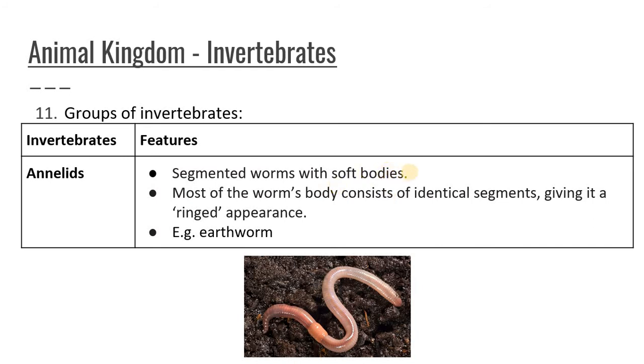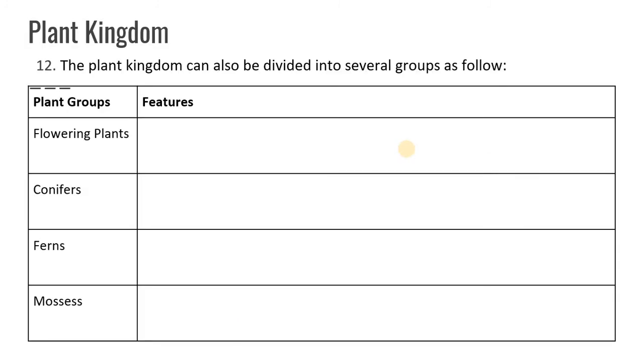So next we will be looking at the plant kingdom. Of course, in order to study the plant kingdom, scientists also divide the plant kingdom into several groups. So in your textbook, you will be seeing a few groups of them. In fact, there are 4 groups of them, right? So the first group would be the flowering plants.